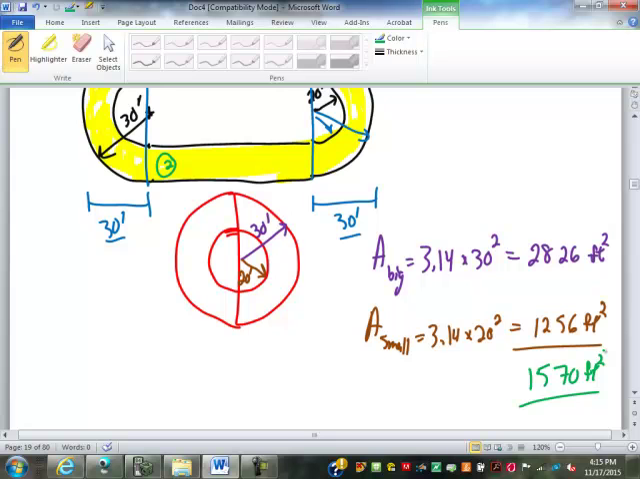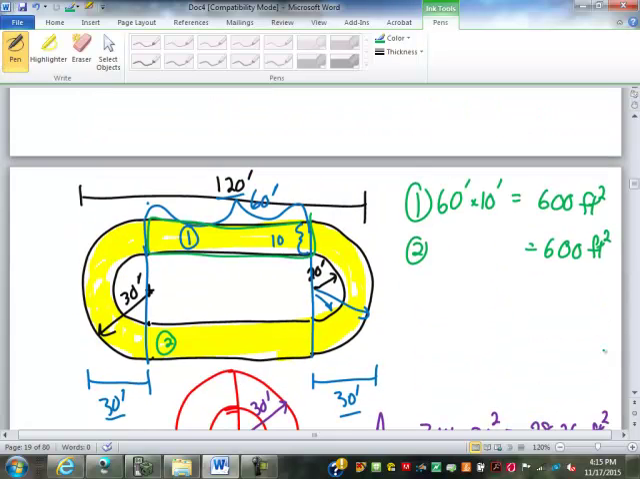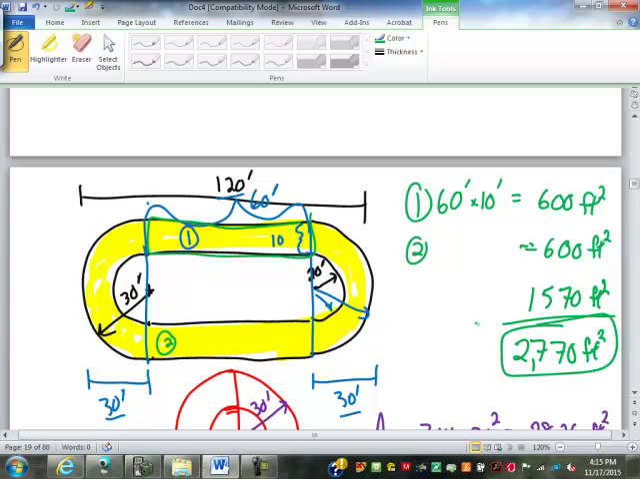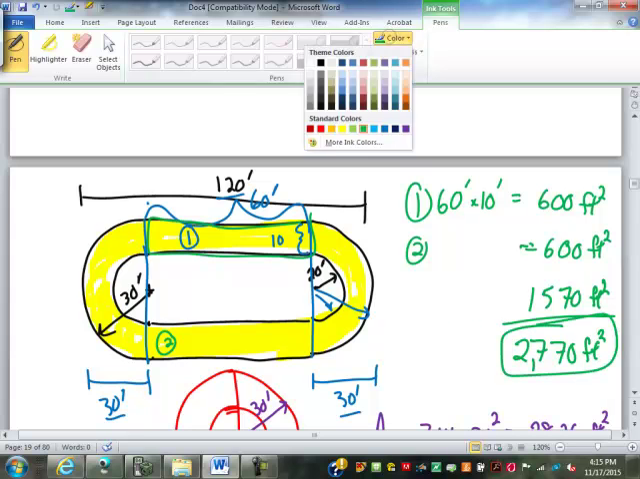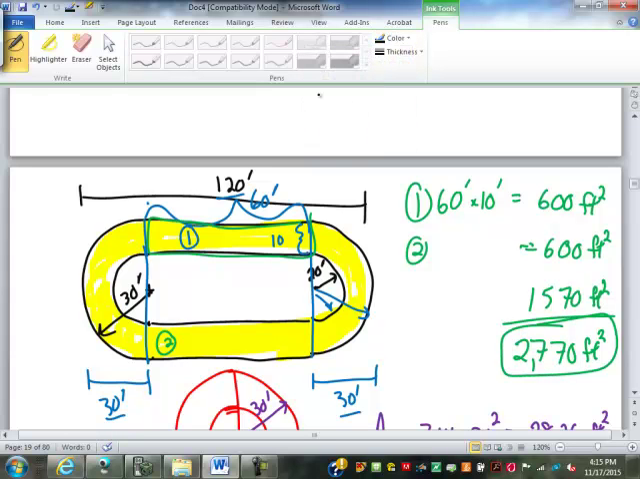You'll take my word for it again? So the arches are 1,570 square feet, plus the 600, and the 600 is 2,770 square feet of area. Anybody have that? Any questions on how I got it?